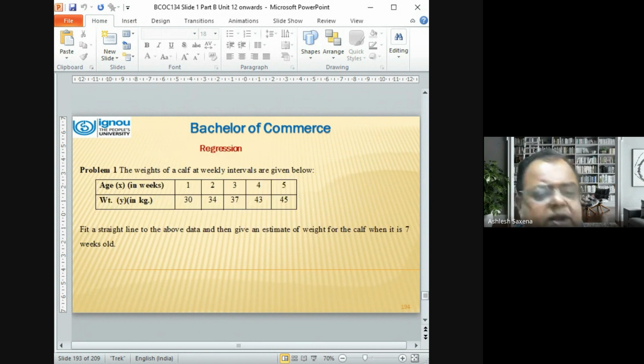This all we have already done. I'm just showing you how the problem will be and how the calculation has to be done. The weight of a calf at weekly intervals is given to you. You have to fit a line to the above data and then give an estimate of the weight of the calf when it is 7 weeks old. The data for 5 weeks is given and you are being asked to calculate it for the seventh week. Since a straight line is being asked, we will solve through the least squares method.